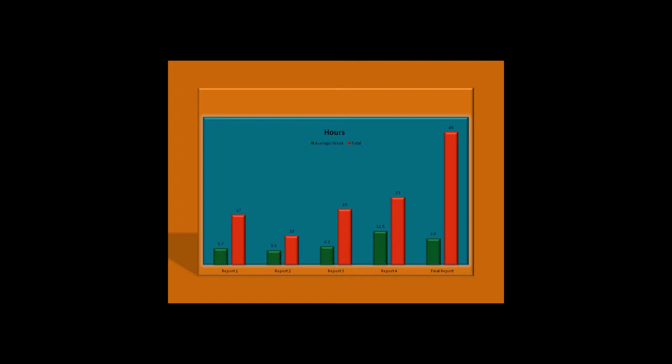And here's just a fun chart that I put together. The green bars are the average hours I worked per week, and the red bars are the total hours per the project report. Reports 1 and 3 were 3 weeks, reports 2 and 4 were 2 weeks, and the final report was a 5-week duration.